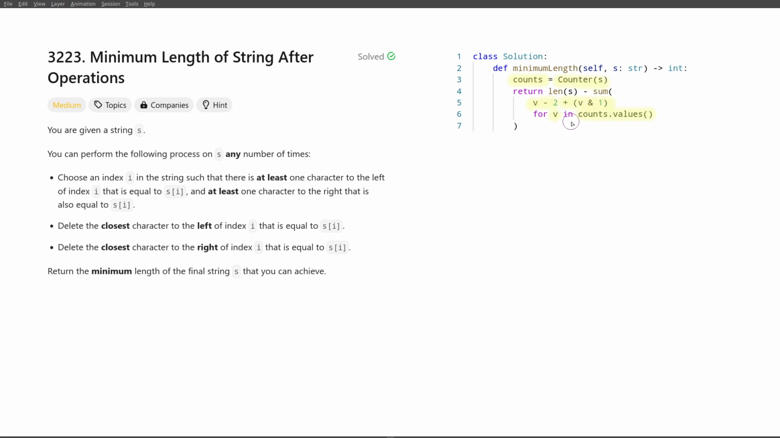And of course this is the amount that we save for a given letter. We have to sum it over all the letters and subtract it from the original length of the string, because the question is what is the length of the final string that is as short as possible. And this is the whole problem.